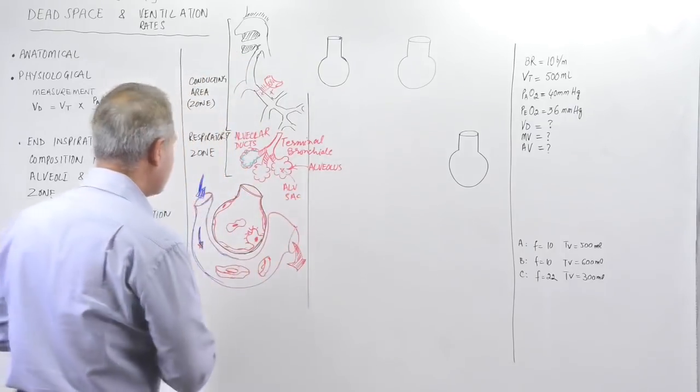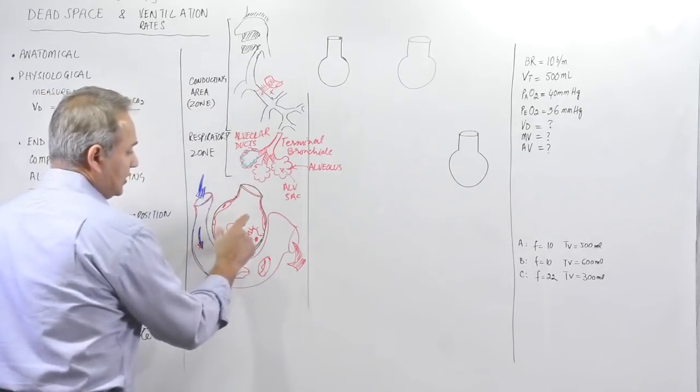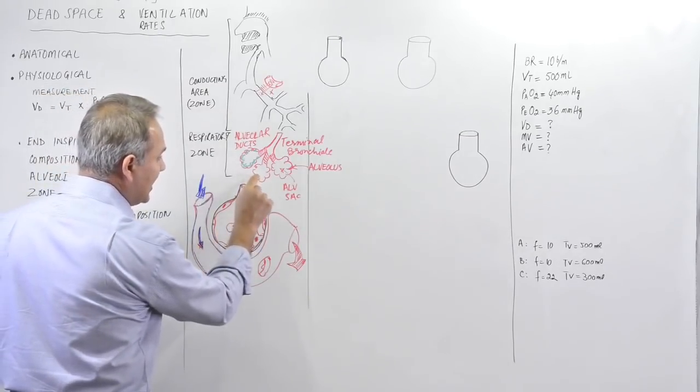Now let's very quickly look at this as well. So what we'll do is this. Let's say this is an alveolus.